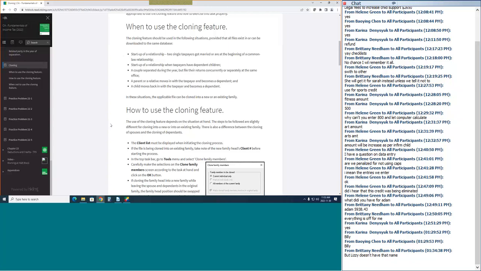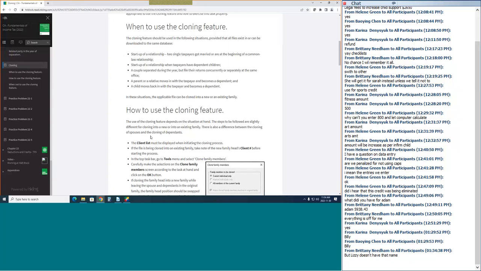So this is for files that already exist in the computer. If they don't exist, you don't need to clone anything. You just need to create a new dependent or a new spouse and add them together. But if they're already in the computer, we can avoid using a lot of extra data entry. The personal information is already going to be in there, and we can just clone together.